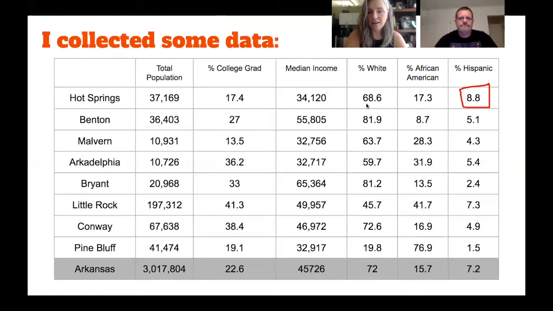Agreed. You can see that the median income in Arkansas for cities is almost $46,000, and you can see where people fare from there. Incomes range from about $32,000 to Bryant at $65,000. How did that happen?